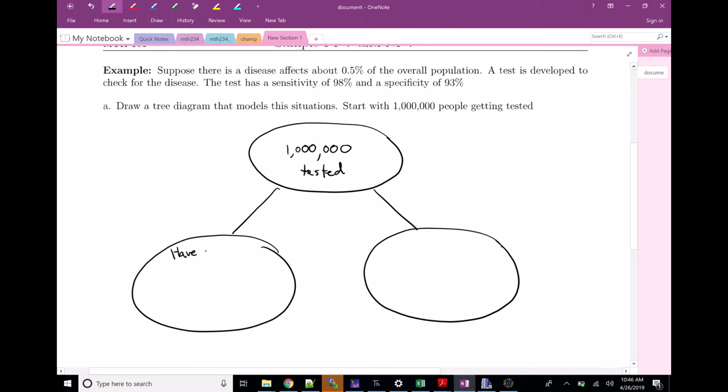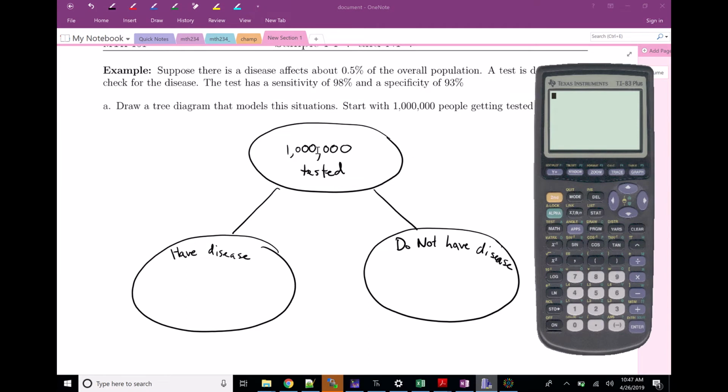So we're going to go ahead here, say have condition, or in this case I guess we know that very specifically it's some rare disease. So have disease and do not have disease. Okay, and the way we do this is that we use this 0.5%. And so we have 1 million tested, and 0.5% of them are suspected to have this disease.